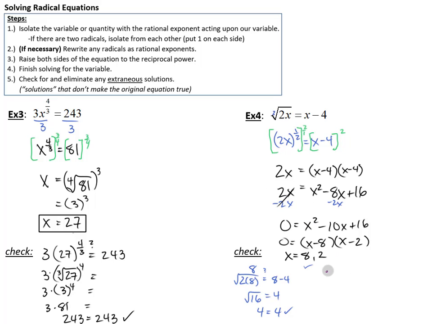Okay, let's try 2. So let's try 2 here. The square root of 2 times 2, does that equal 2 minus 4?